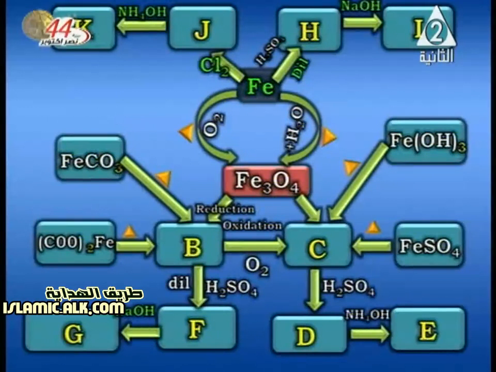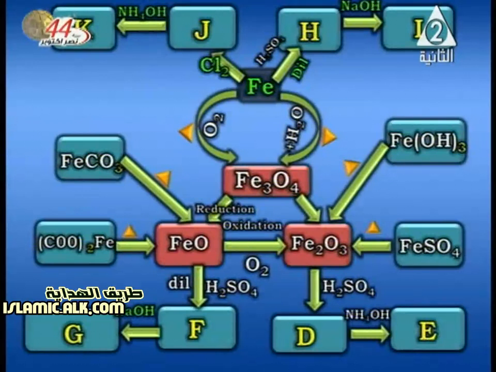Looking at compound B, that is produced by heating iron 2 carbonate and heating iron 2 oxalate, so it must be iron 2 oxide. If you look at compound C, that is produced from oxidation of iron 2 oxide, the answer will be iron 3 oxide. That is also produced from heating iron 3 hydroxide or heating iron 2 sulfate.